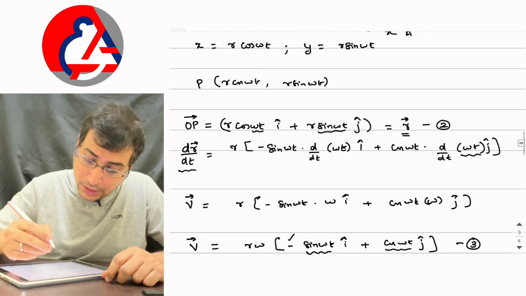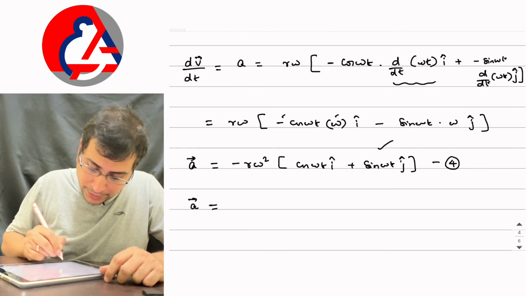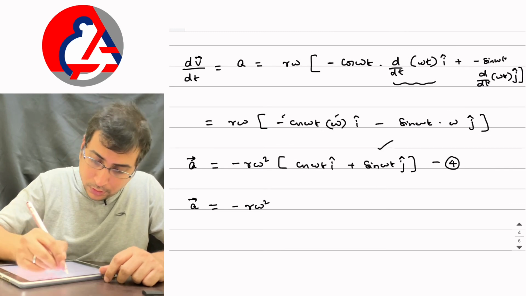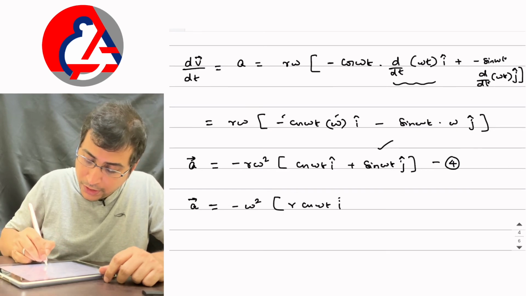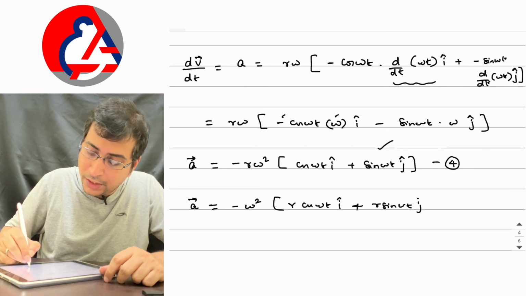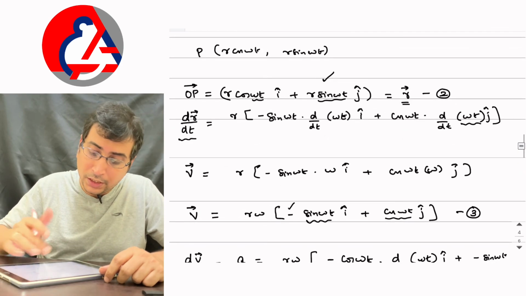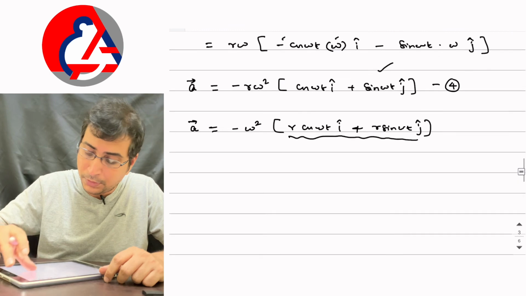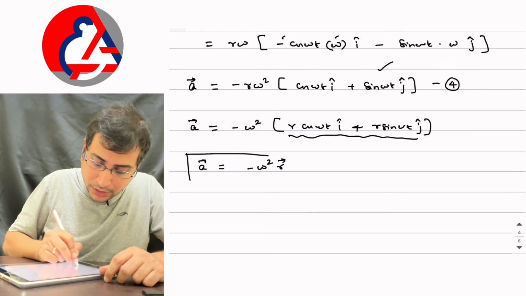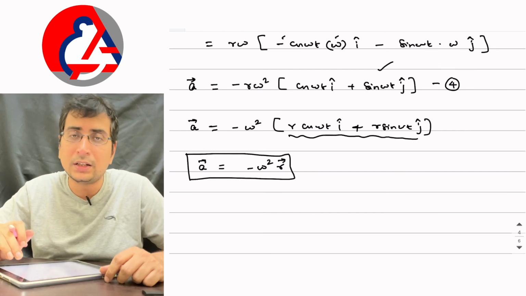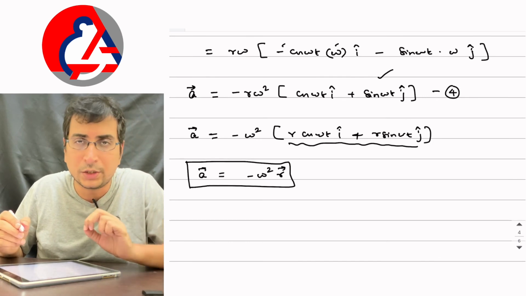Now if you observe equation number 2 and equation number 4, we can understand that the acceleration of the particle is minus omega square into r cos omega t I cap plus r sine omega t j cap, right? So we can observe that r cos omega t I cap plus r sine omega t j cap is nothing but r vector. So this will be minus omega square into r vector. From this we can conclude that the acceleration of the particle p at time t is given by the expression a vector is equal to minus omega square into r vector.